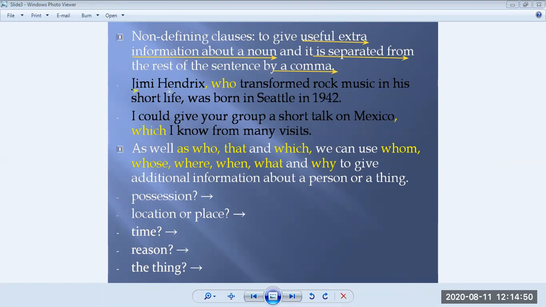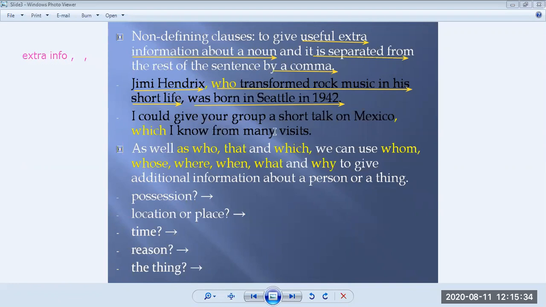For example, Jimi Hendrix, who transformed rock music in his short life, was born in 1942. Jimi Hendrix was born in 1942. This is the main idea. But this one is giving some extra information. So as always, we say that extra info is always separated by commas. So you can see there is a comma here, comma here.